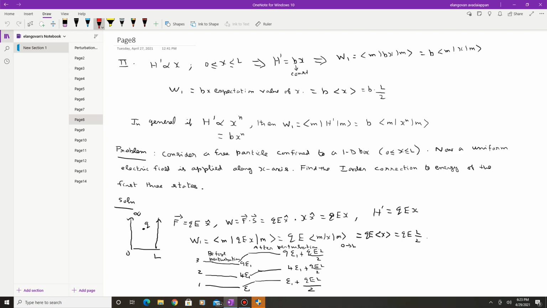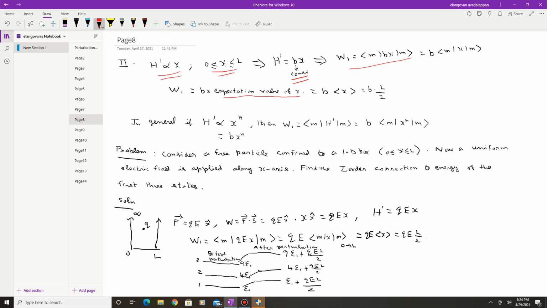The next problem. So far we have discussed a constant perturbation. Here H prime is proportional to x, so this is a linear perturbation. Between 0 to L, H prime is equal to Bx, where B is a constant. So what is the first order correction? In the expression, H prime must be replaced by Bx. B can be taken outside, so this is B into the expectation value of x.